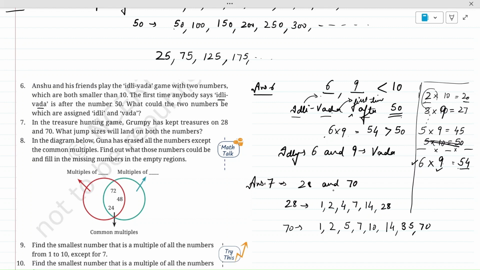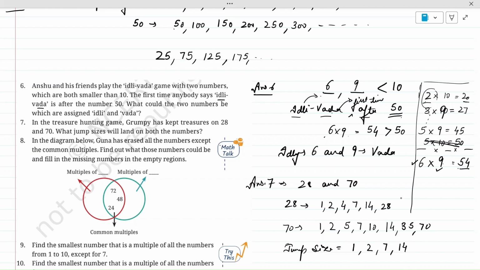So now what is the jump size? It should be something which is common to both. It can be the common factors. It can be 1, it can be 2, it can be 7, 7 is common, 4 is not common, 5 is not common, and then we have 14. 14 can be a jump size. These are the common factors to both of these, so they can be the jump size.